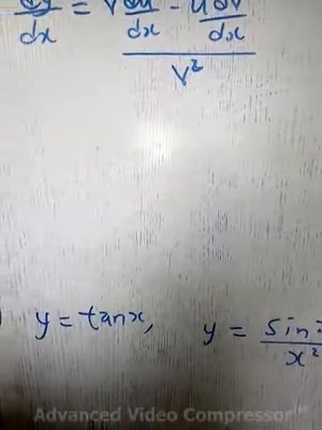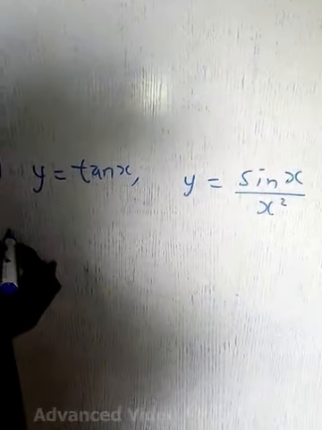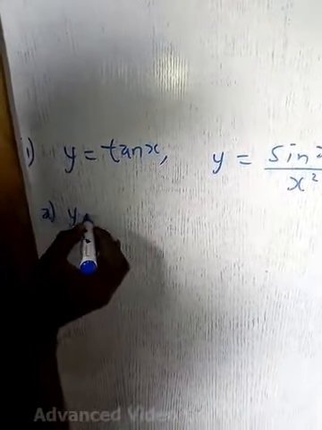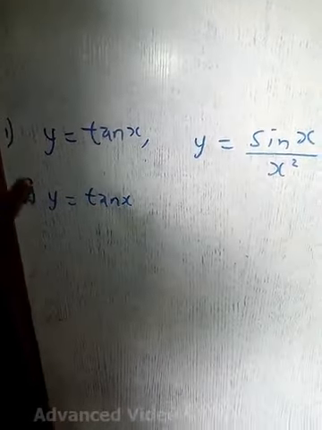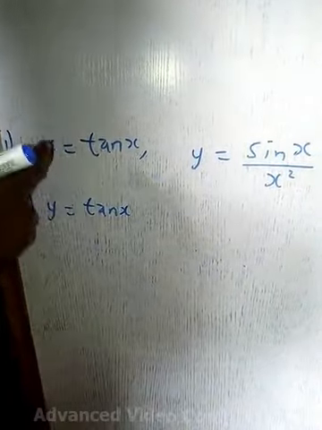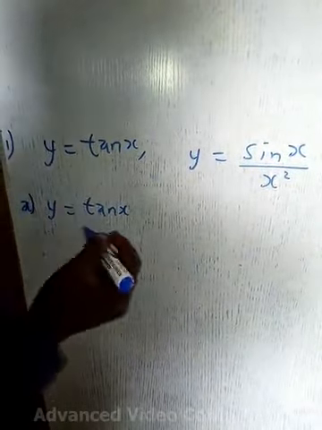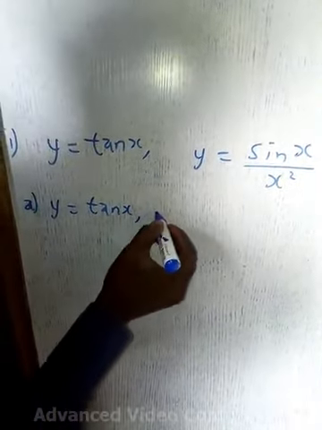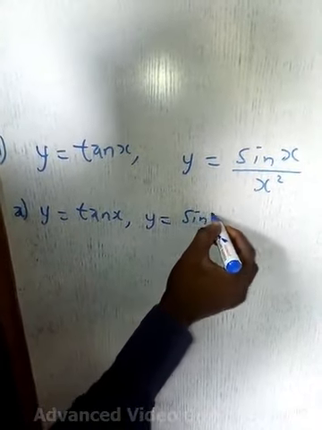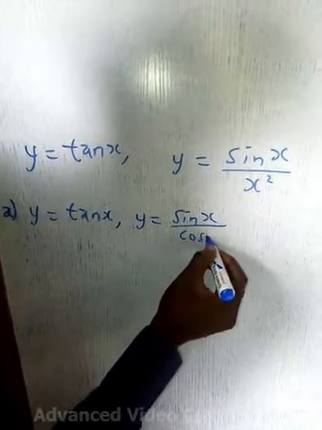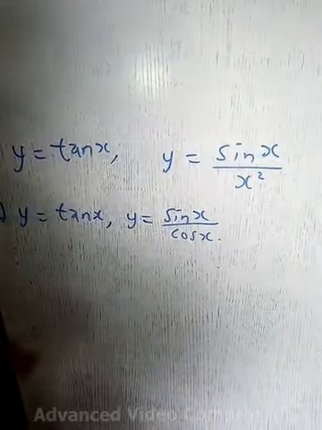We have y equals tan x. So let's deal with this first one. We have been given the derivative of this, which is sec squared x when we differentiate it. But we can also say tan x is sine x all over cos x. Then let's differentiate this.